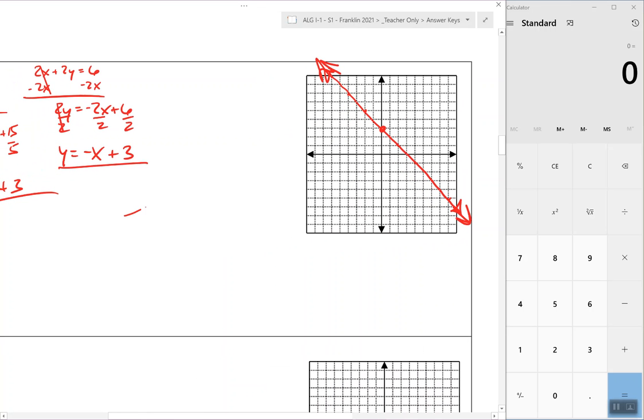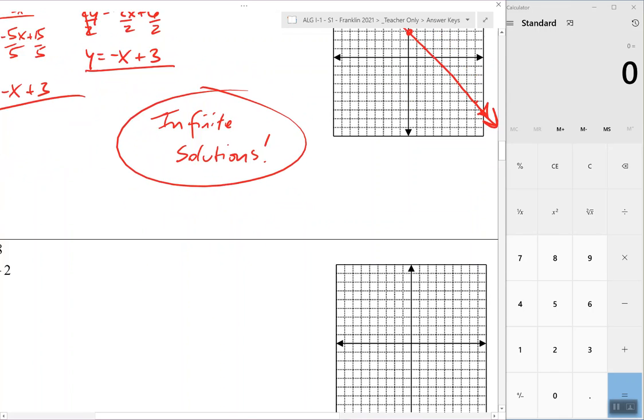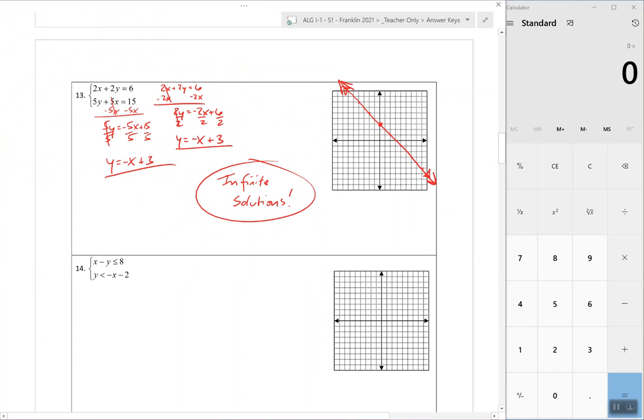And this means we have infinite solutions, because those two lines intersect infinitely. They're the same line, so every point on one line will make the other line true. Okay, so that's number 13, infinite solutions.